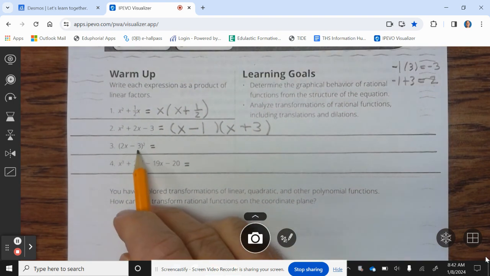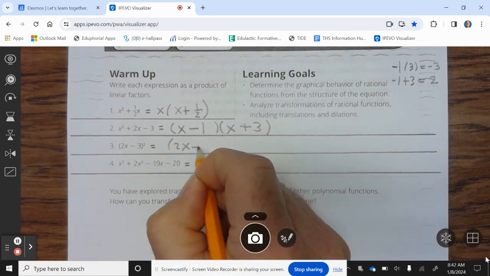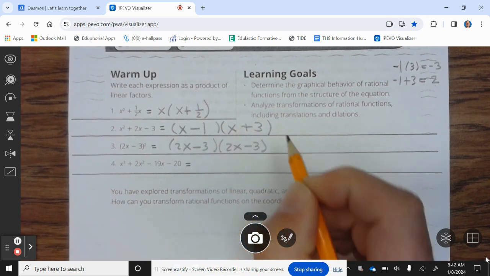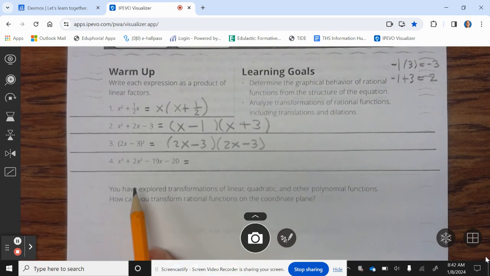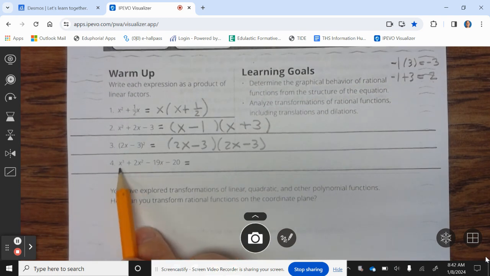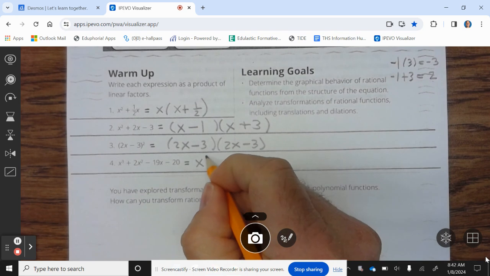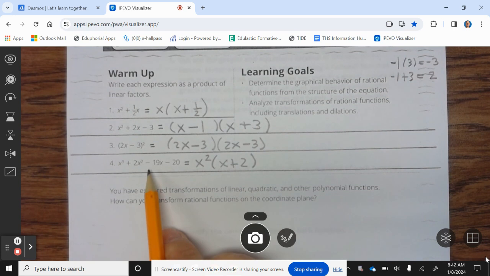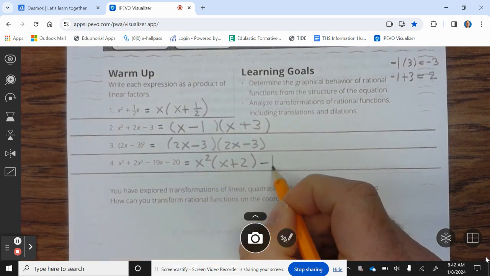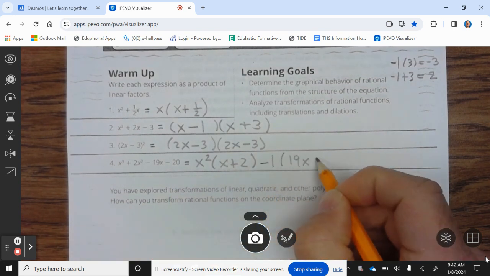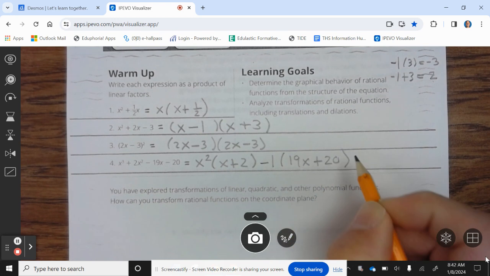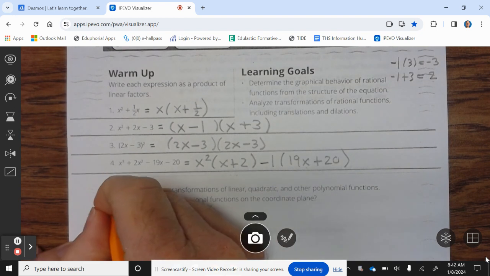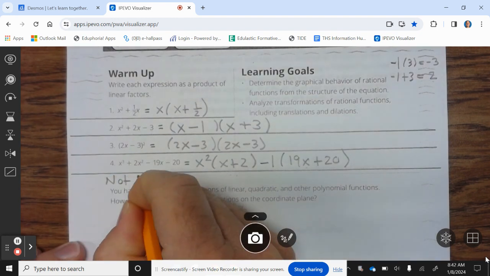Here, 2x minus 3 squared expands to be 2x minus 3 times 2x minus 3. Okay, now when there's 4 terms, we factor by grouping. So we can factor out an x squared from both terms, which leaves x squared times x plus 2. And the only thing we can factor out from the last two terms is -1, which leaves 19x plus 20. In order to be factorable, these two terms have to be the same. Since they're not the same, number 4 is not factorable.